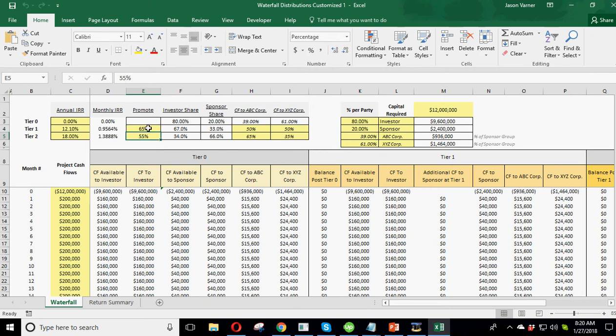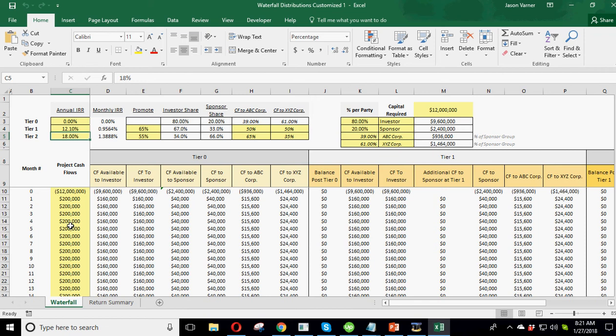Then we have the promote. So this 65% promote basically means we're giving the sponsor a 65% boost. So they're going from 20% to 33% in tier one, and then up to 66%. So you can see how this flips as you get better returns. And obviously, you could put in whatever numbers make sense for your deal or your contract for the joint venture.